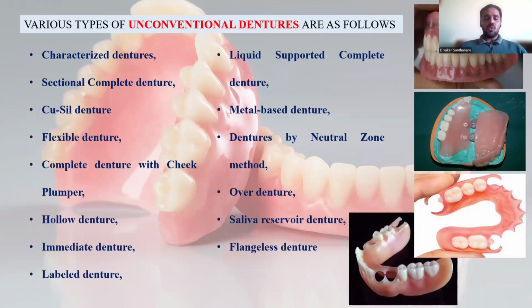The remaining ones are the cheek plumper, hollow denture, immediate denture, labeled denture, liquid supported denture, metal based denture, denture fabricated by neutral zone technique, overdenture, salivary reservoir denture, and implant denture, which we will discuss case by case in this presentation.